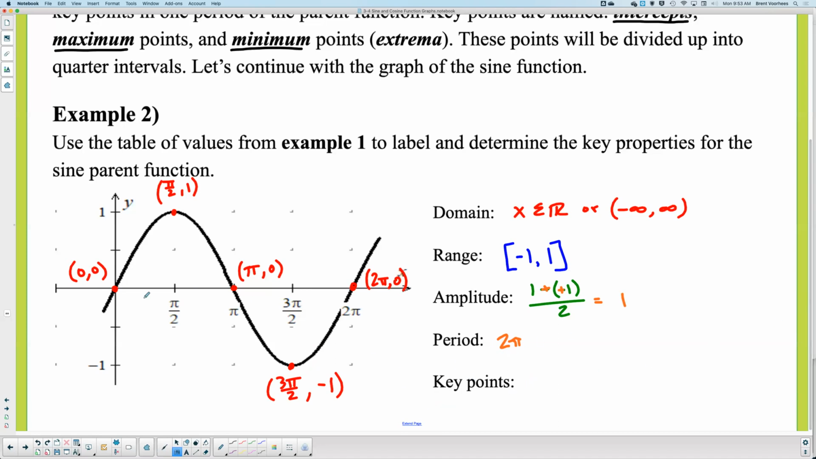Finally, key points. There they are. I'm just going to say labeled on graph. Since I'm labeling them, what would we call this point right there? A max. What would we call this one? And what are these three? Zeros. Good.